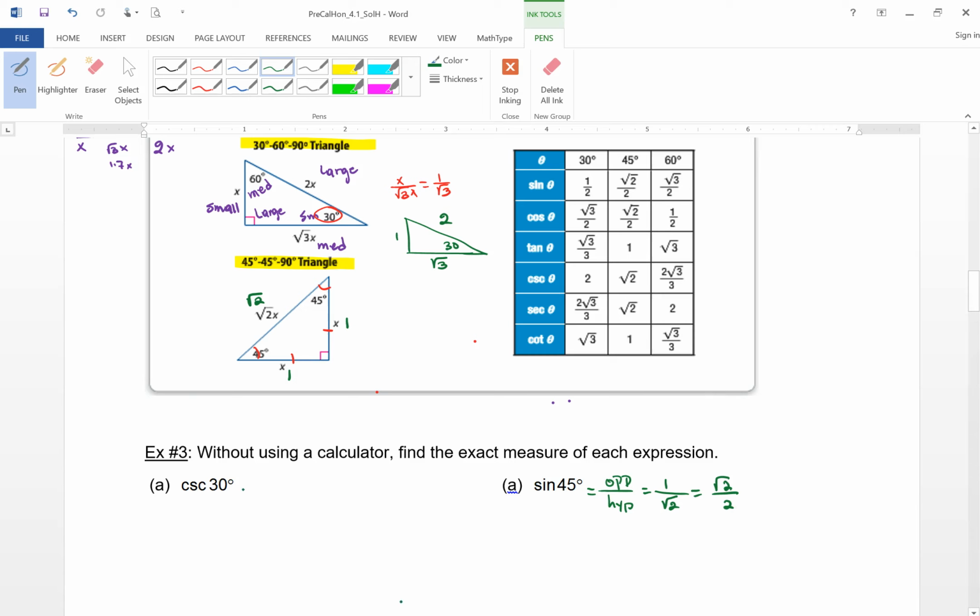Here I want cosecant of 30. Cosecant is like sine. So it's hypotenuse over what?